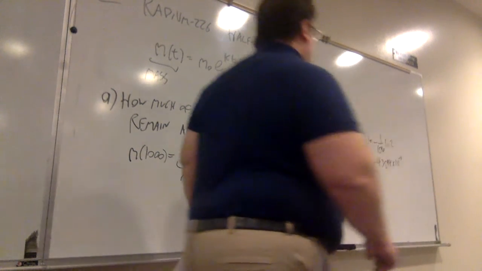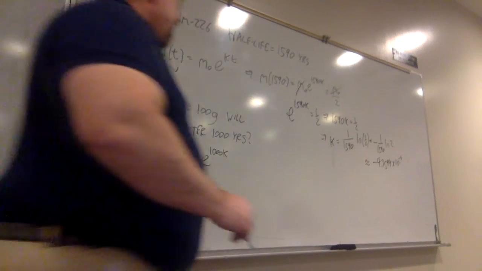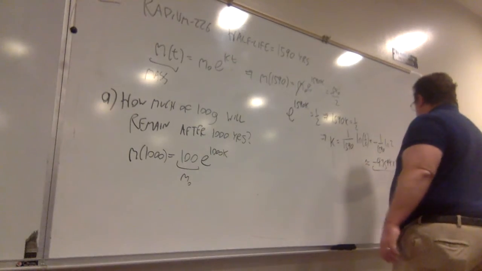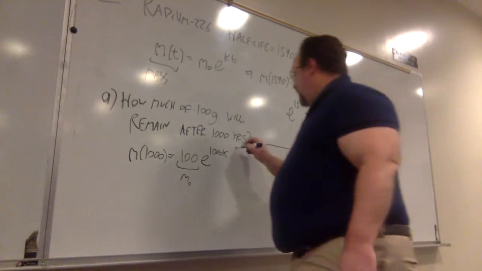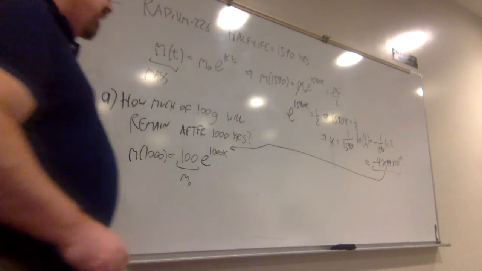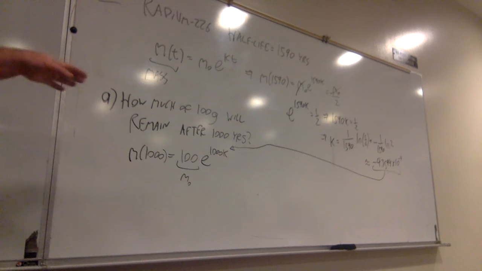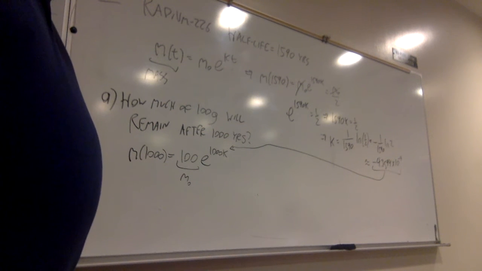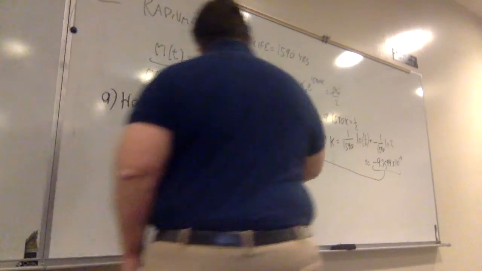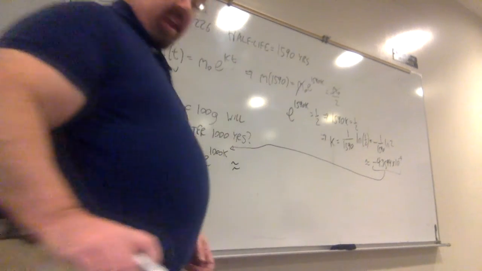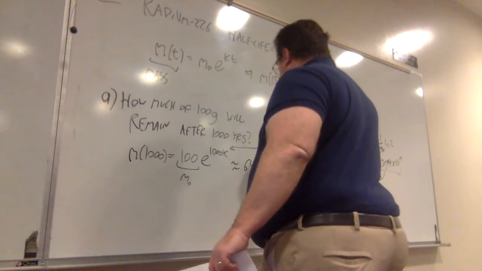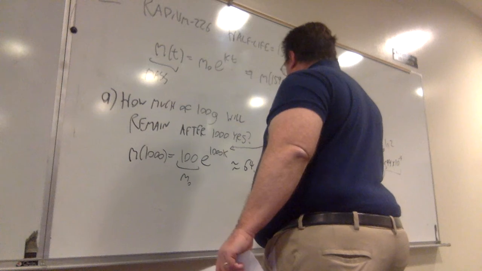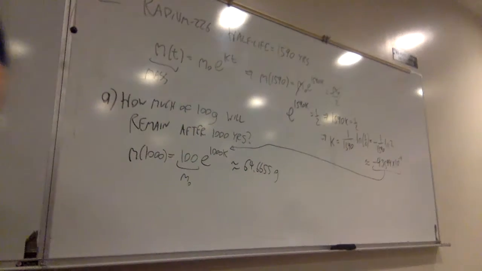Okay. All right. So then this value for k gets plugged in for k. So then you can go ahead and work all that out. And you need your calculator for this. And what you get is roughly 64.6655 grams. So you still have much of the substance.